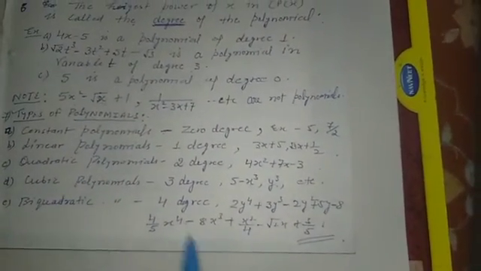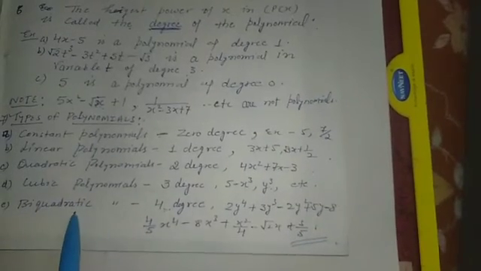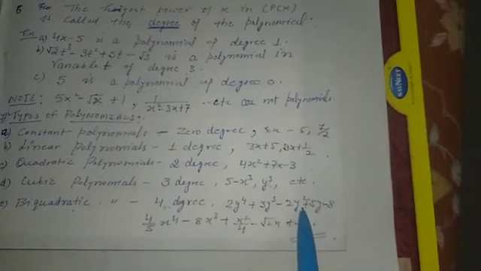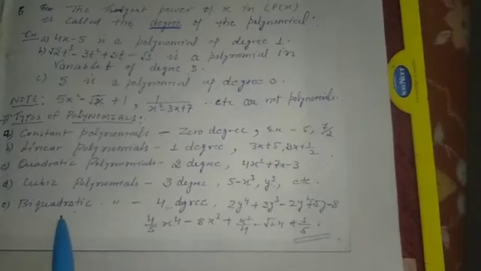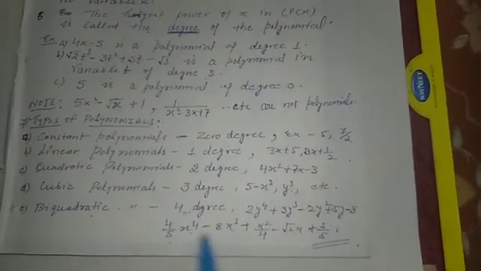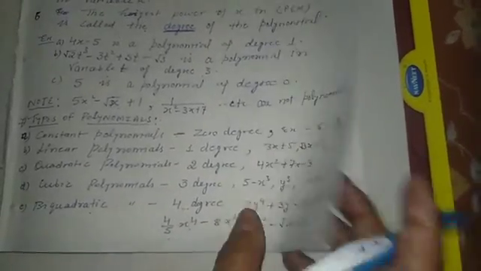Then we have the biquadratic polynomial. The algebraic expressions, the polynomials which have degree 4 are known as biquadratic polynomials. This is 2y4, 3y cube minus 2y square plus 5y minus 8. The highest degree is 4. That's why this is known as biquadratic. Then we have 4 upon 5 x to the power 4 minus 8x cube plus x square upon 4 minus root 2x plus 3 upon 5. The highest degree is 4. That's why this is known as a biquadratic polynomial.